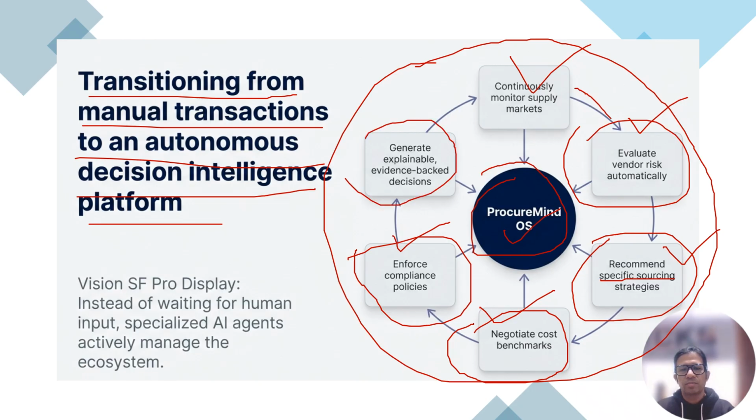Now comes this one. And this is the sixth capability, generate explainable evidence-backed decisions. This is where we win trust. Every recommendation is paired with evidence, documents, ERP history, policy references, and risk signals. So it's not "AI said so." It's "AI recommends this, and here is exactly why."